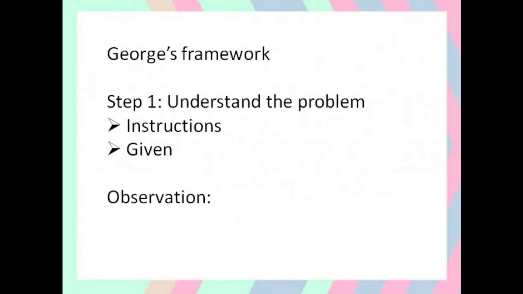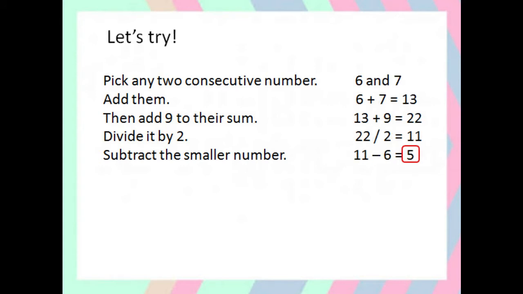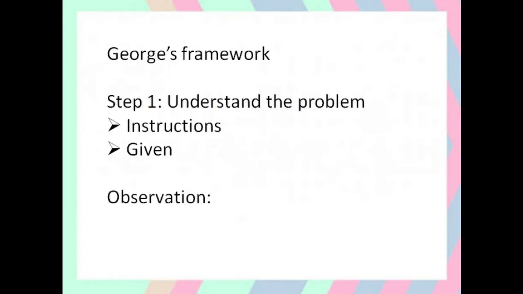Let's make some observations within the three samples. The first two consecutive numbers, 5 and 6, landed on the answer 5. The second two consecutive numbers, 6 and 7, also have an answer of 5. Same thing with the consecutive numbers 7 and 8. So the observation is that the answers were all 5.